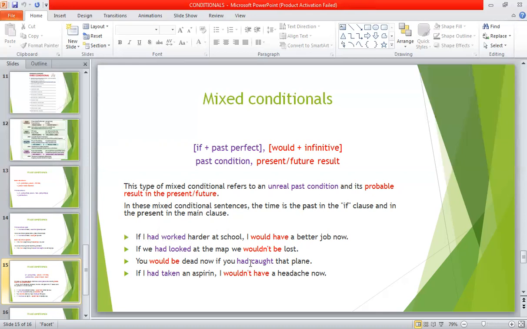This is mixed. Why? Because here we talk about something in the past, like the idea of third conditional, but not an ended situation. The situation that happened in the past has an effect in the present. If I had worked harder at school, I would have a better job now. Okay, here's another one. If we had looked at the map, we wouldn't be lost. So he didn't look at the map, and they are lost, by the way. But here he's talking about something that happened in the past, and it has an effect in the present. So they use mixed conditional. He didn't look, and now they are lost.